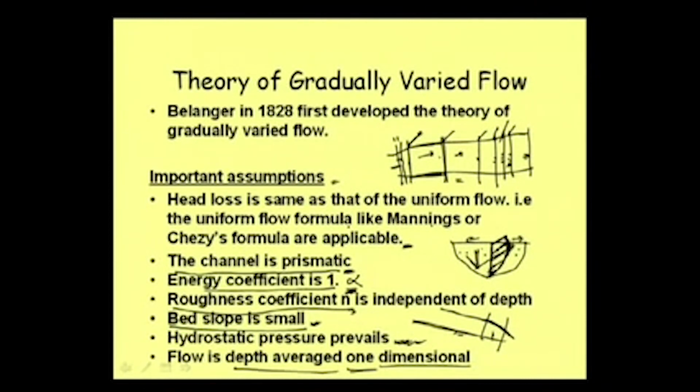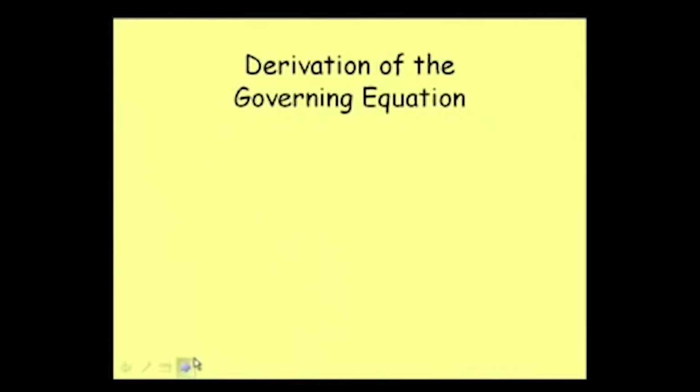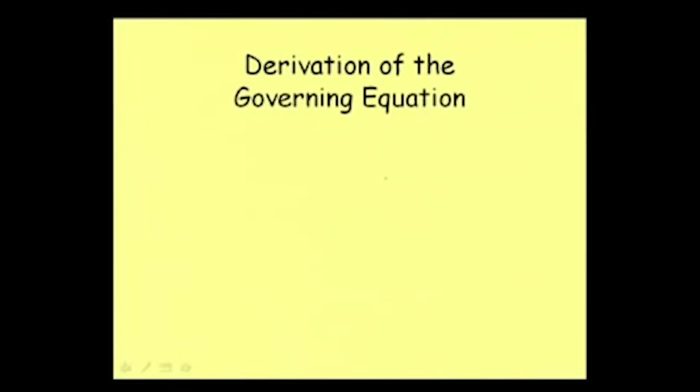Well, with these assumptions in the background and understanding them, now we can move to the derivation of the governing equation. So let me draw a channel like this, and let us see that the flow is moving like that, and let me write the expression for a section here, and of course, we can have a section here, and then this is the datum. Of course, this is, say, uniformly changing like that.